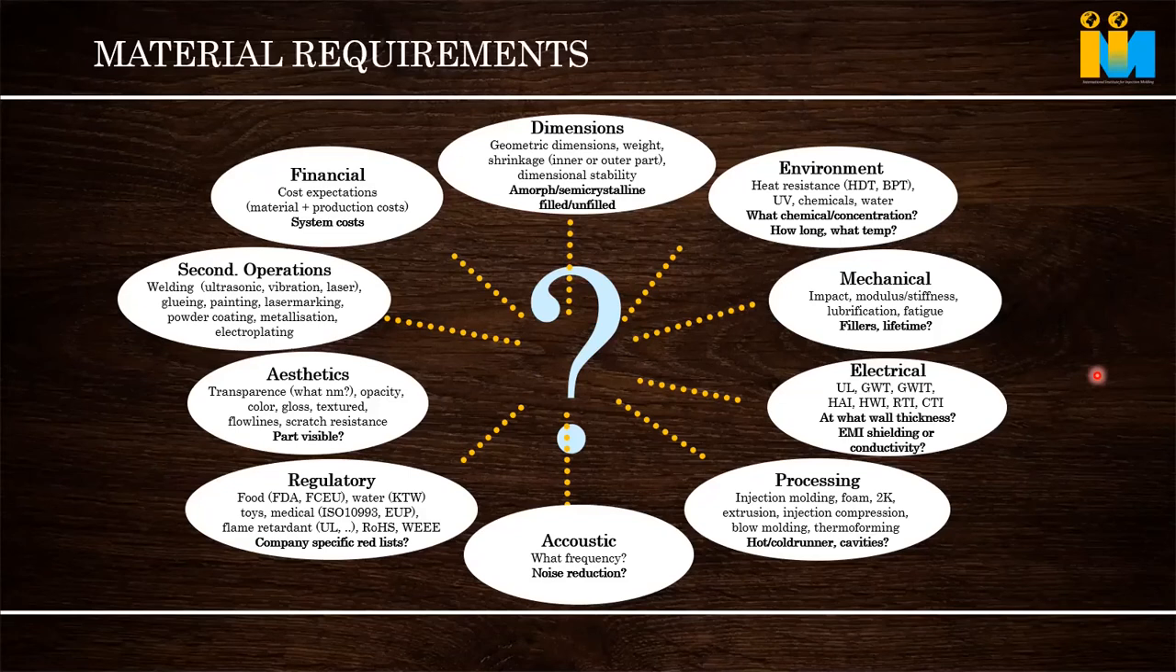Then comes aesthetics. We already discussed, if you want higher opacity, or if we are using it for glass, obviously amorphous material comes into the picture. Amorphous material is very good for coloring, gloss, and all. In automotive interiors we see texturing, where semi-crystalline is very good. That's why inside a car, where textured surfaces are there, we see PP, which is very good for texturing.